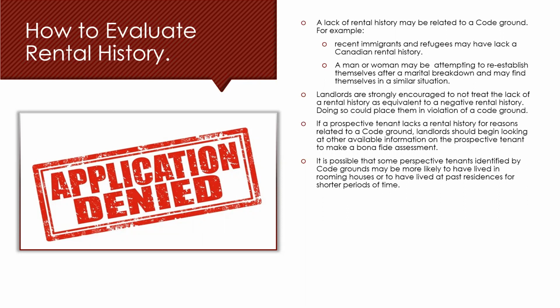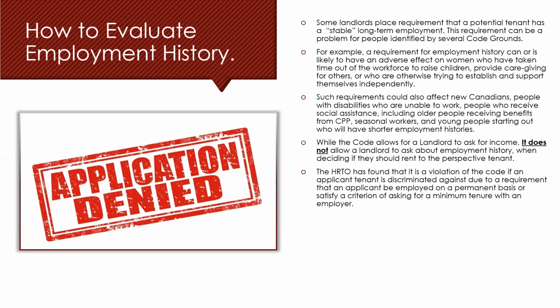If a prospective tenant lacks a rental history for reasons related to a code ground, landlords should begin looking at other available information on the prospective tenant to make a bona fide assessment of that tenant. So if they don't have a rental history, maybe you would look at credit. Maybe you would look at family references or somebody else that might be able to give you more information on that lack of rental history. It is possible that some prospective tenants identified by code grounds may more likely have lived in rooming houses or have lived at past residences for shorter periods of time. So you do need to make that consideration when dealing with those groups of people.